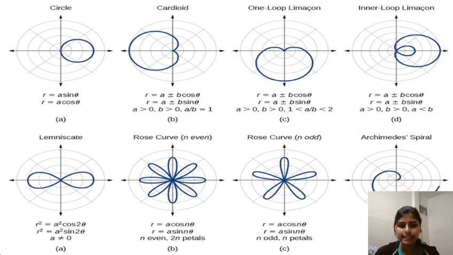And here we can see the different types of polar curves. Firstly, circle and cardioid, one-loop limaçon, inner-loop limaçon, lemniscate, rose curve. There are two types, one with an even and one with an odd number of petals. And the last one, the Archimedean spiral.